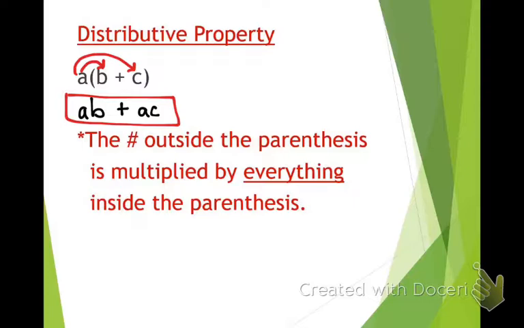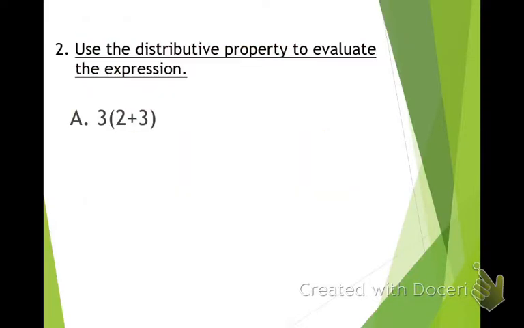Now we're going to use this distributive property to work on a couple of problems. Just remember, any number that is outside the parentheses has to be multiplied by every single number. Be fair, not just by one number, the first or the last, but every single number. So the instructions have asked us to use the distributive property to evaluate the expression. If you would, go ahead and flip to the next page in your notes.